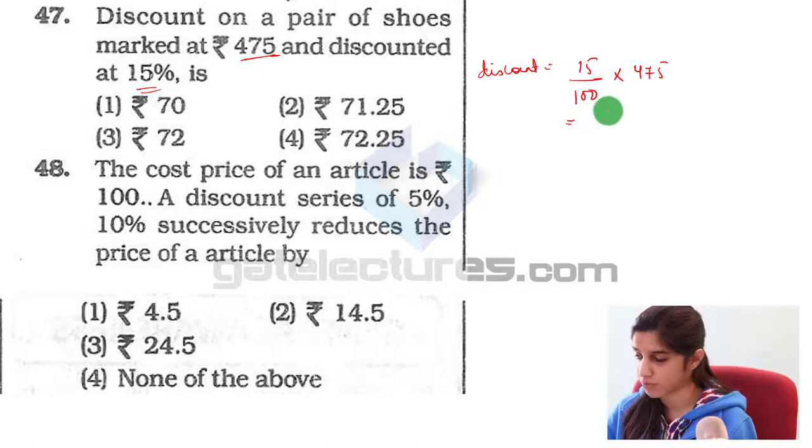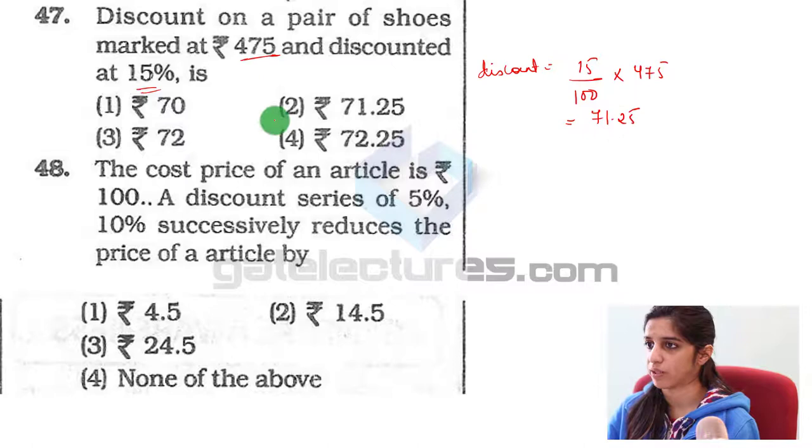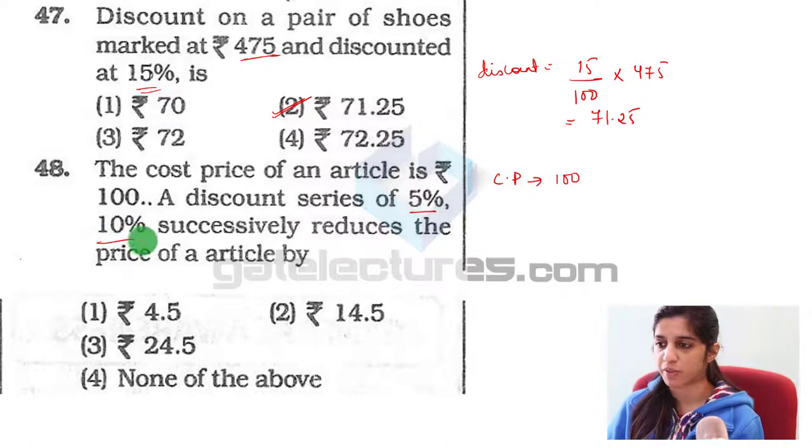15% of 475, which is, if you just solve it, going to get 71.25. Right? Now, cost price of an article is rupees 100. Discount series of 5%, 10% successively reduces the price of an article by. See, cost price was 100. Okay. Now, this is not a combined discount. This is not a combined discount of 15%.